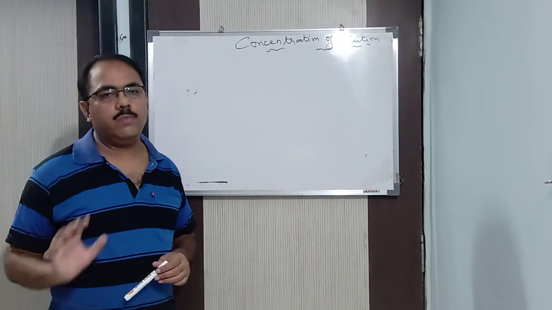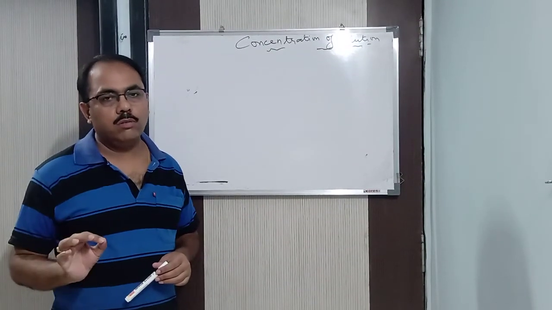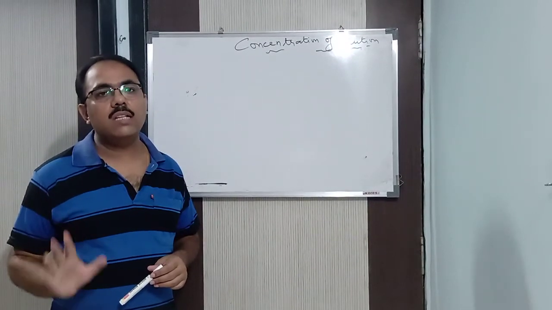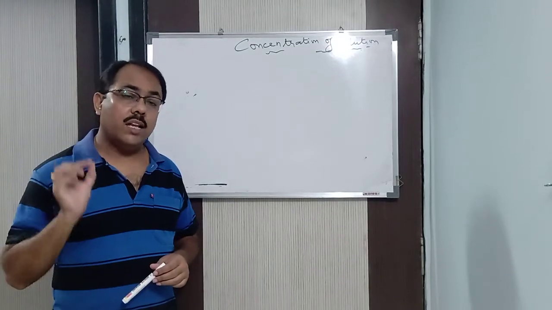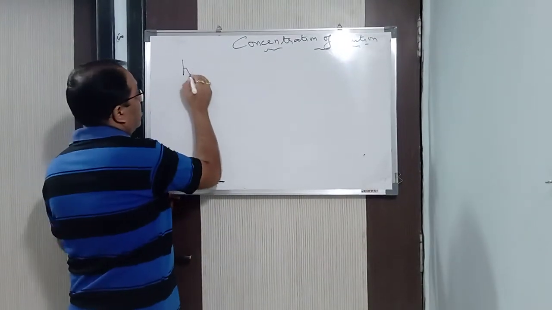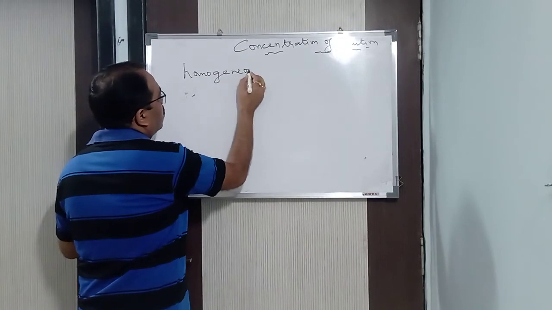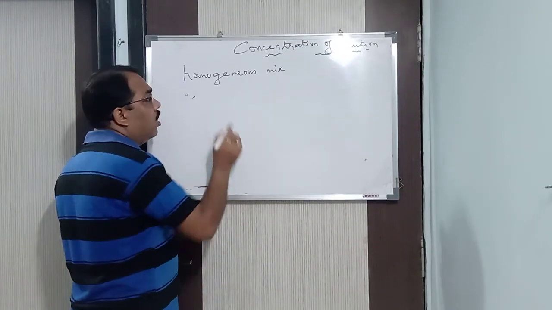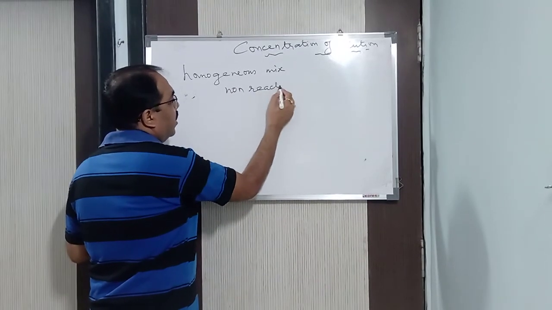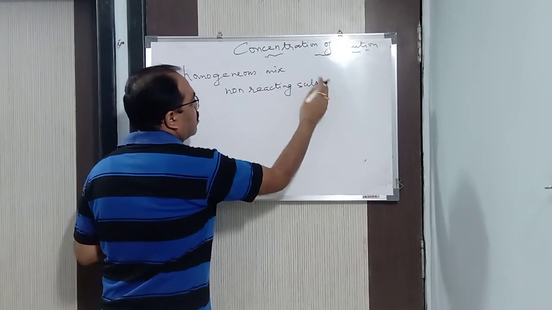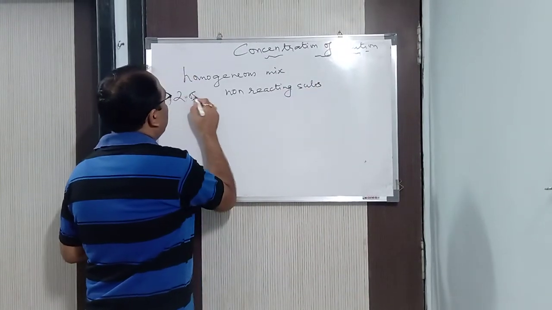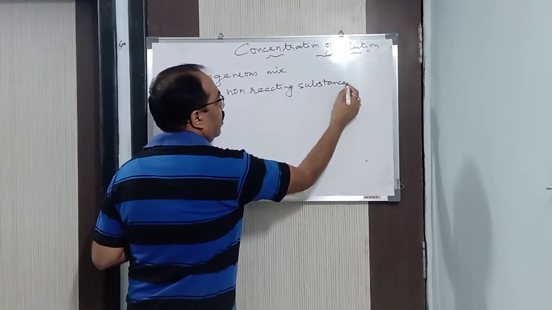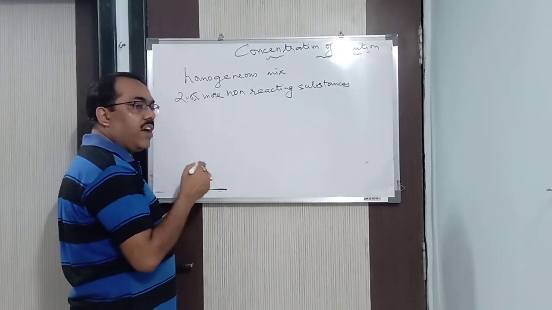Solution is a homogeneous mixture of two or more non-reacting substances whose composition can be varied within a certain limit. What I said? Solution is a homogeneous mixture. First of all, it is a homogeneous mixture of two or more non-reacting substances. Non-reacting. The substances will not react with each other. Got it? Two or more non-reacting substances.